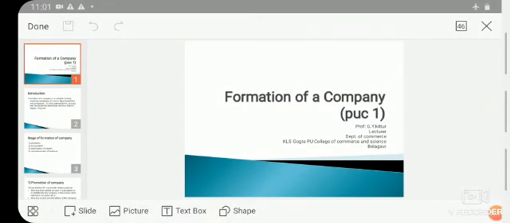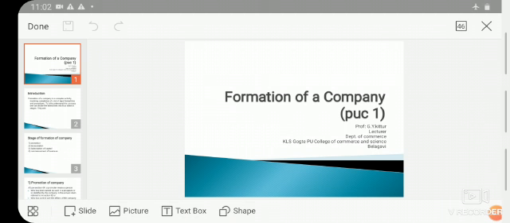Dear students, in this online class, we are going to learn about formation of a company. Formation of a joint stock company. So, formation of a company, according to your textbook, is given as the seventh chapter.